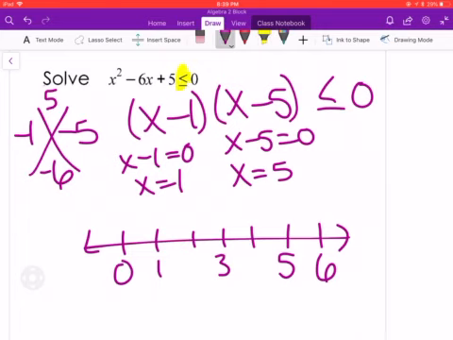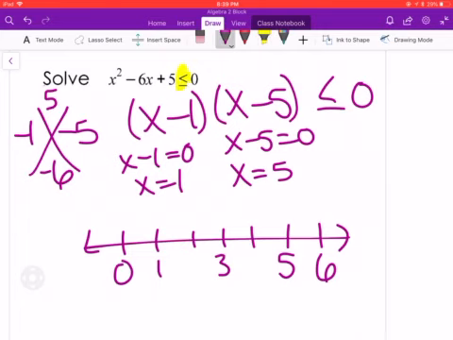Now I know just by testing 0, since 0 is not a solution, that my x's are going to have to be between 1 and 5. But just to verify that, I could plug in 3. Maybe I want to use the factored form to plug in 3 because it'd be easier. So 3 minus 1 times 3 minus 5, is that less than or equal to 0? That's 2 times -2, so that's -4 less than or equal to 0. That's true. So that means that 3 is in fact a solution. So we are between 1 and 5.